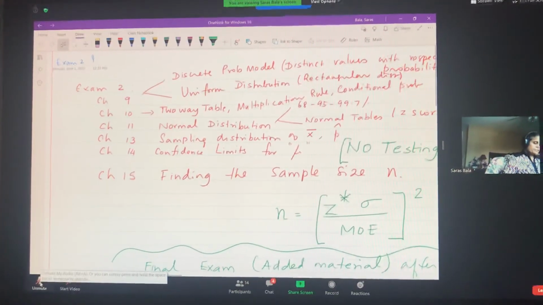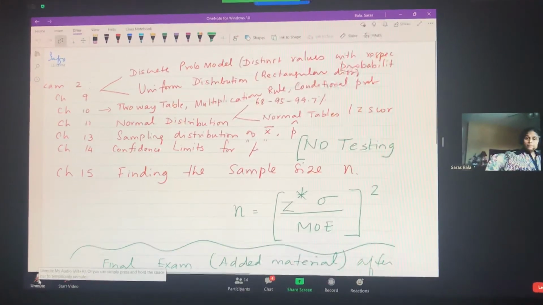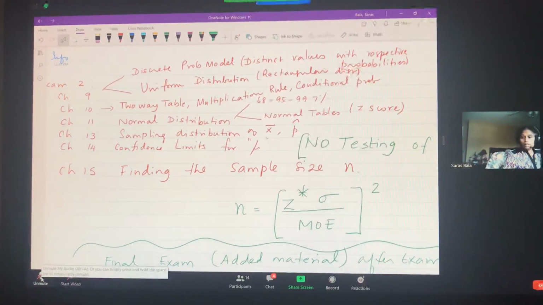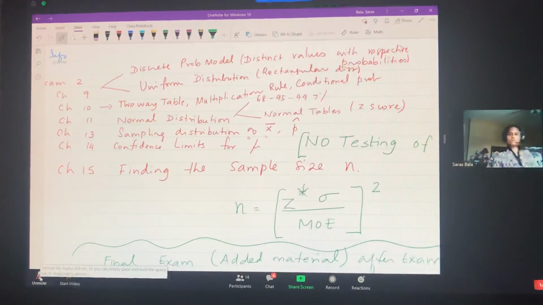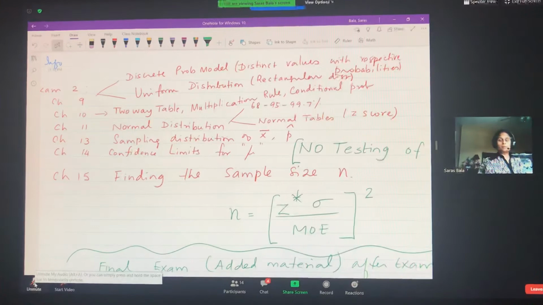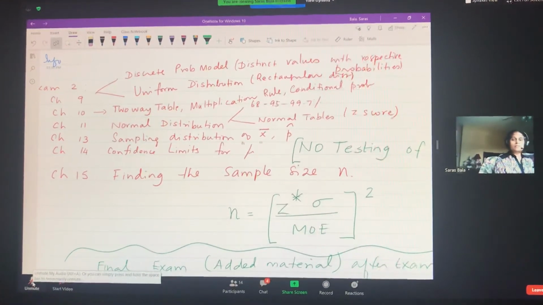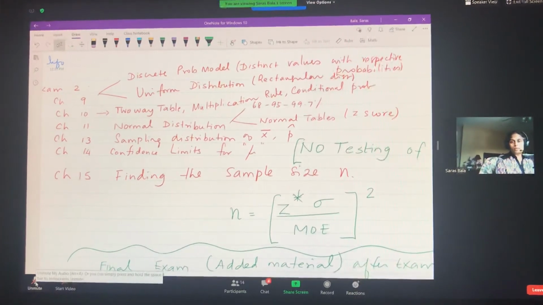So Exam 2 is going to include Chapter 9, the discrete probability model, and then the uniform distribution, otherwise known as the rectangular distribution. You took the sampling learning homework. You also took the Canvas quiz on Chapters 9 and 10. So you should know what I'm talking about.